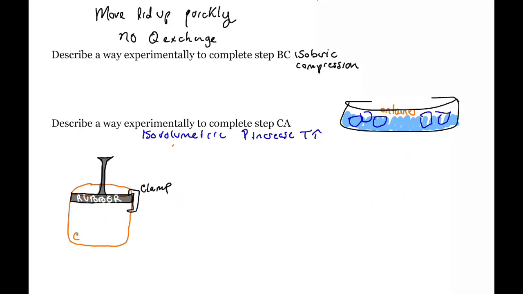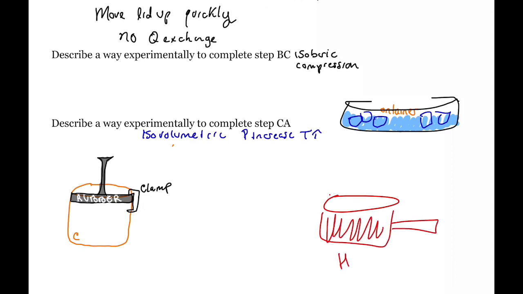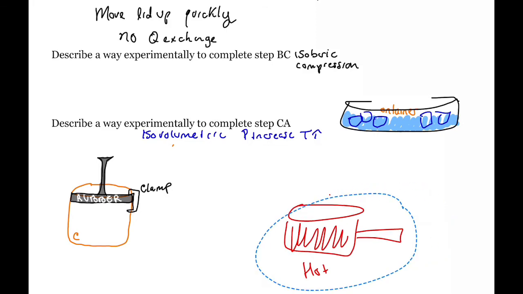Then we want to increase the pressure and temperature. So now let's take that and put it into some really, really hot water that has been on the stove. Hot, hot, hot. So let's take our container and put it in a hot water bath.